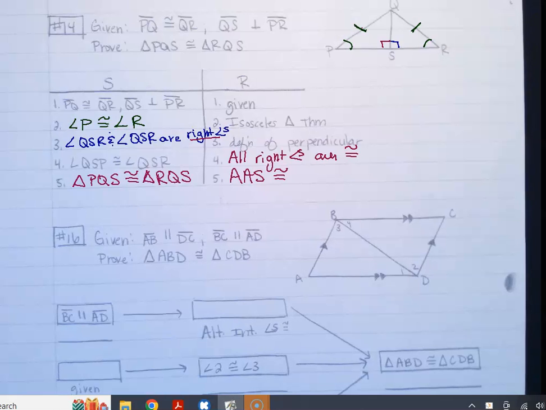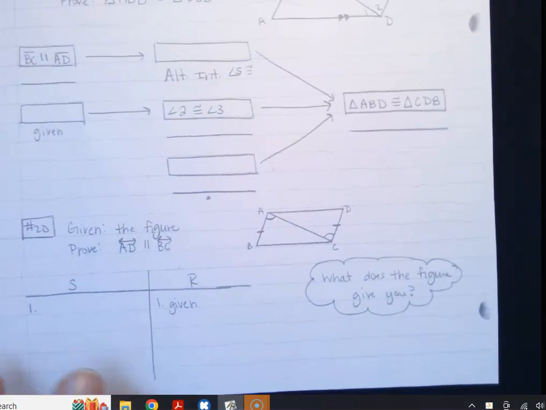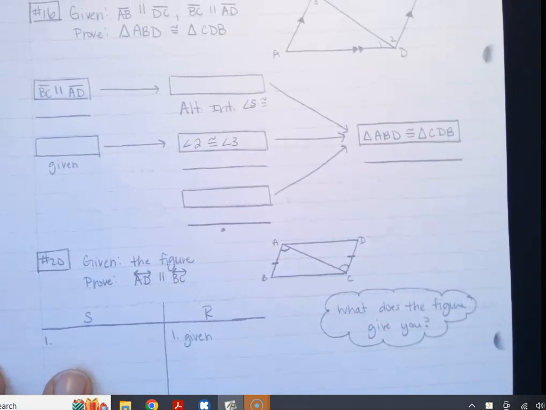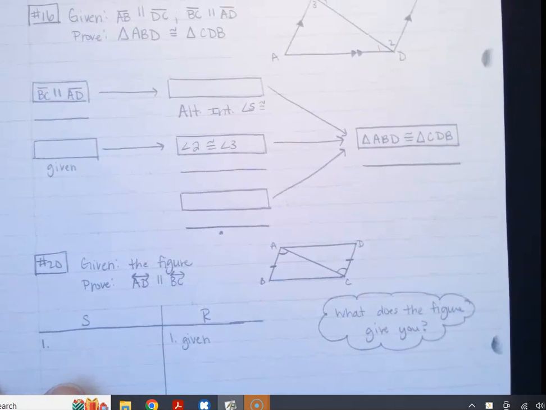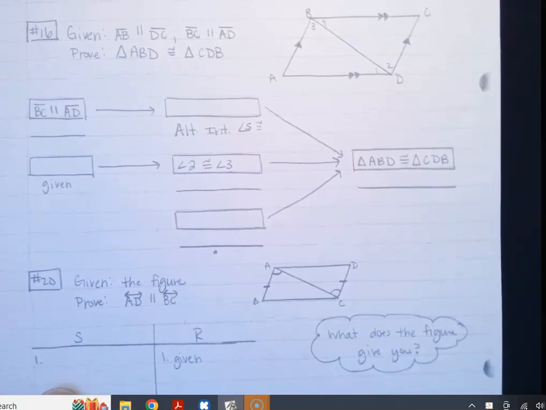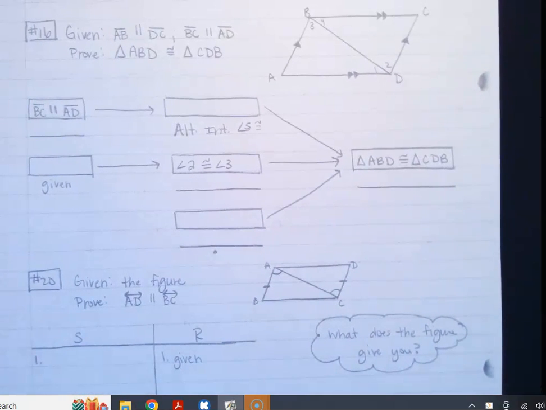Okay, perfect. All right, so 16 is a flowchart. We're just going to practice with this flowchart one to see how that goes. Oh, let me move it down. Okay. So we're given AB is parallel to BC. All right, that's already marked. BC is parallel to AD. And we want to prove that triangle ABD is congruent to triangle CBD. So ABD, right, is congruent to CDB.